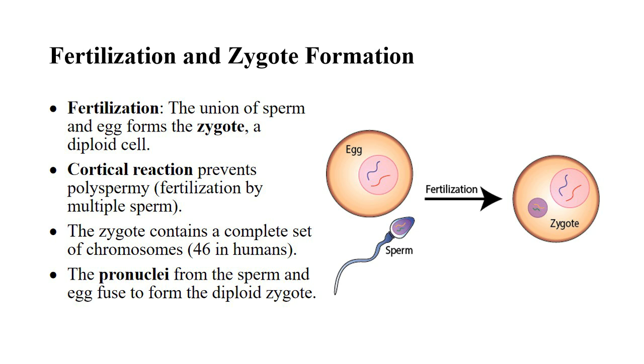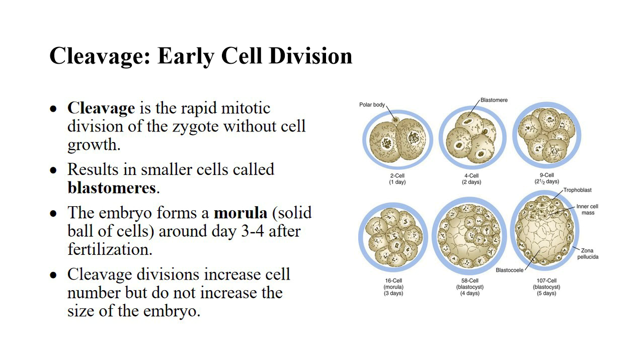2. Cleavage. Early cell division. Cleavage refers to the rapid mitotic cell divisions of the zygote that result in the formation of smaller cells called blastomeres. The first cleavage occurs about 24 hours after fertilization. Cleavage divisions occur without growth, so the overall size of the embryo remains the same as it divides.